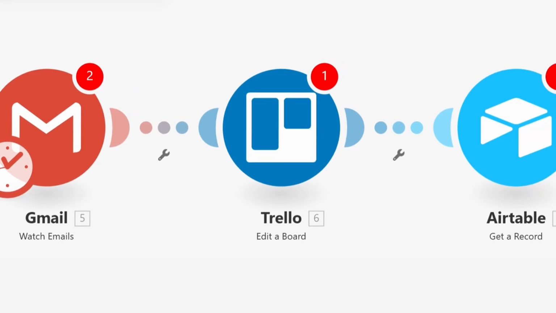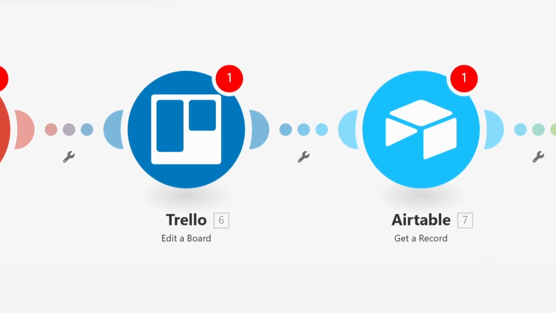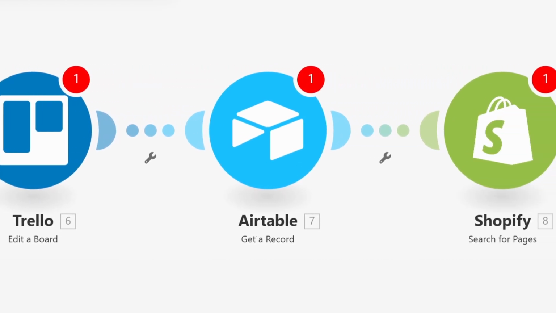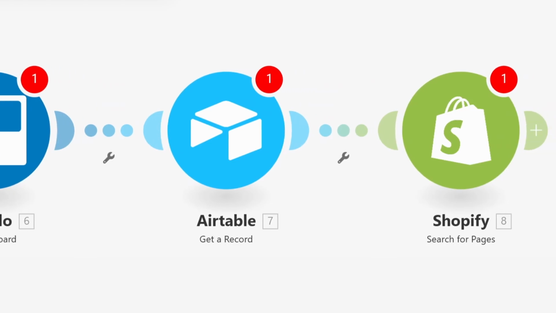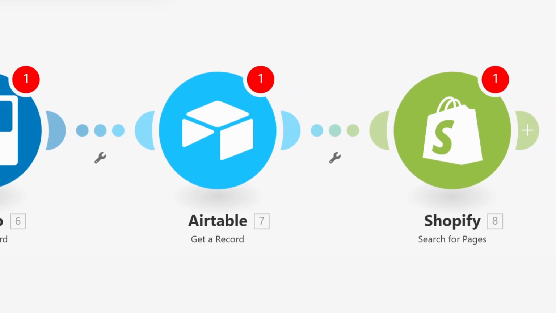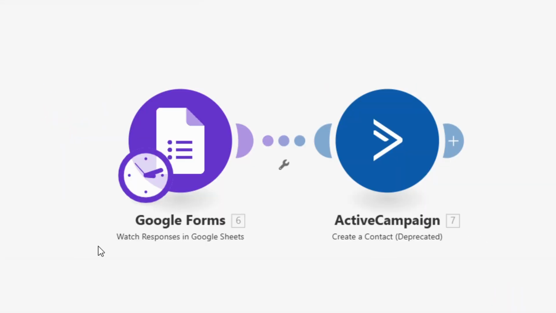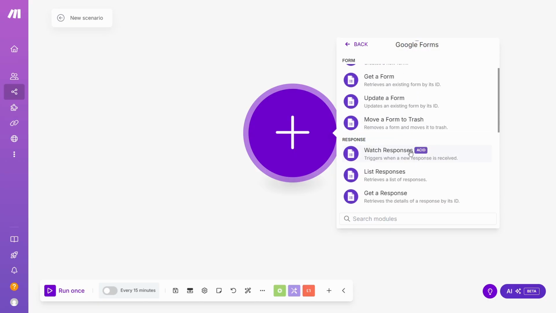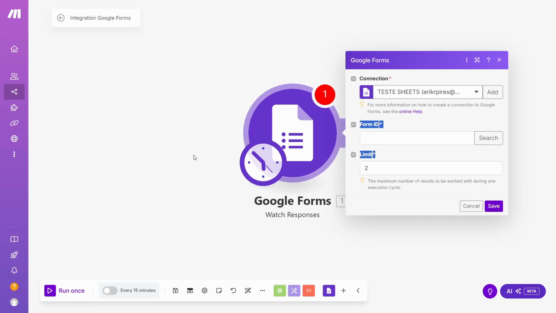So here's the thing about Make. It connects hundreds of apps so you don't have to jump back and forth between them. Whether you're using Gmail for email, Trello for project management, Airtable for databases, or Shopify for e-commerce, Make lets you integrate these tools seamlessly. For example, let's say you want to create a workflow that automatically adds new leads from a Google Form into your CRM system. With Make, you can set up a connection between Google Forms and your CRM, like HubSpot or Salesforce, and have the data flow directly without any manual input.